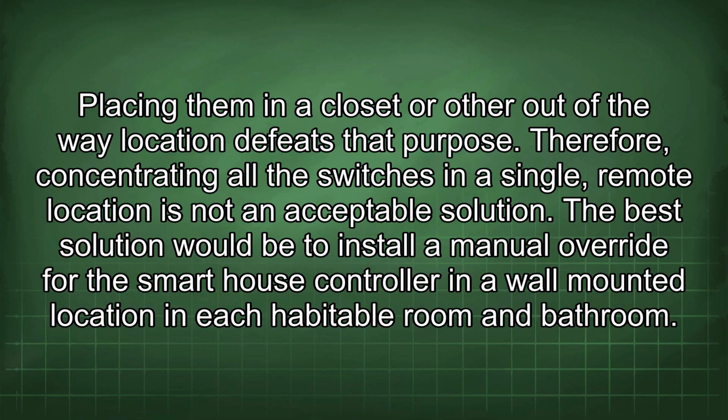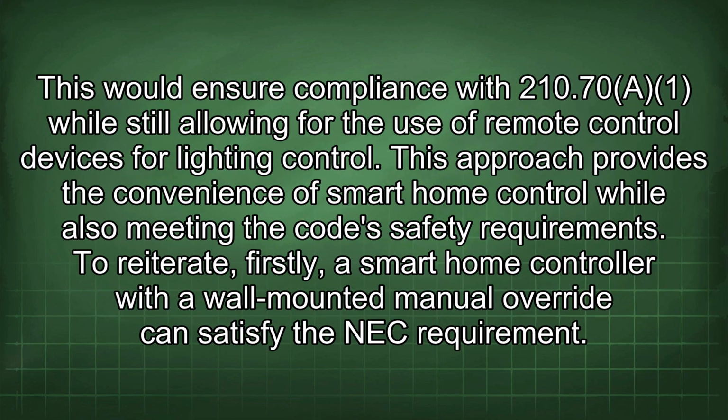The best solution would be to install a manual override for the smart house controller in a wall-mounted location in each habitable room and bathroom. This would ensure compliance with 210.70 while still allowing for the use of remote control devices for lighting control. This approach provides the convenience of smart home control while also meeting the code's safety requirements.